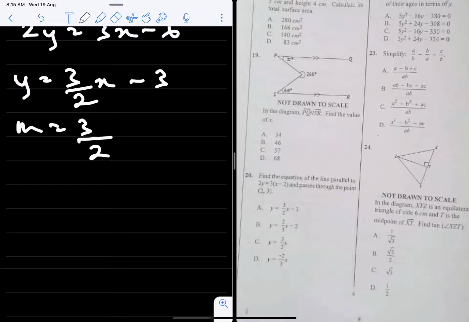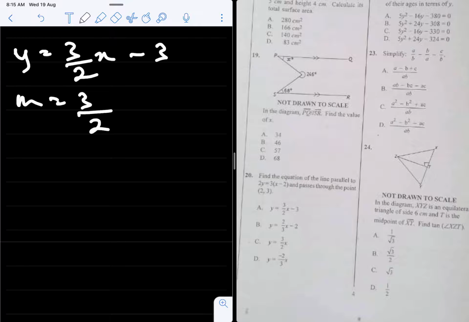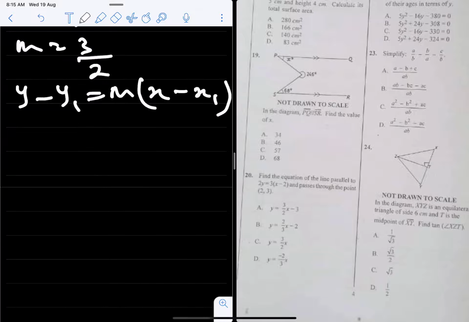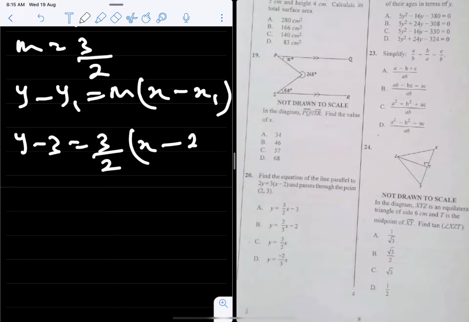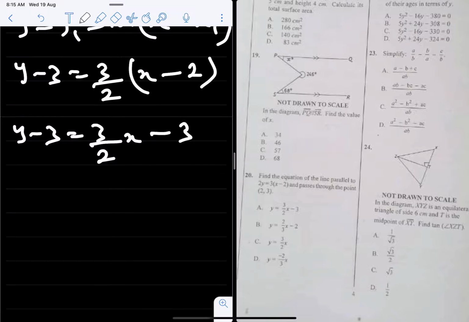And the gradients of two parallel lines are the same. So the gradient of the second line is also 3 over 2. You know that the equation of a straight line is given by y minus y1 equals m into x minus x1. So here x1 is 2 and y1 is 3. That simply means y minus 3 equals 3 over 2 into x minus 2, and that simply means y minus 3 equals 3 over 2 x minus 3 over 2 times 2, which is 3 over 2 times minus 2, which is minus 3.